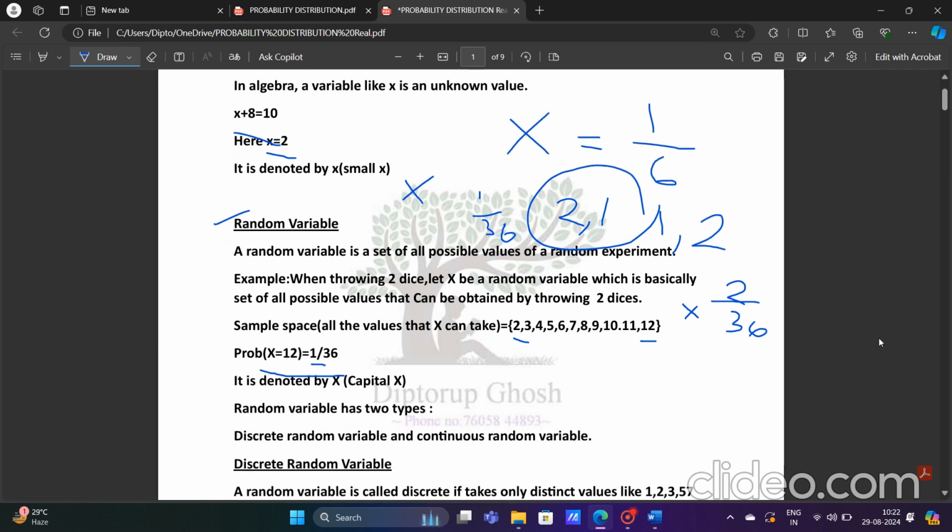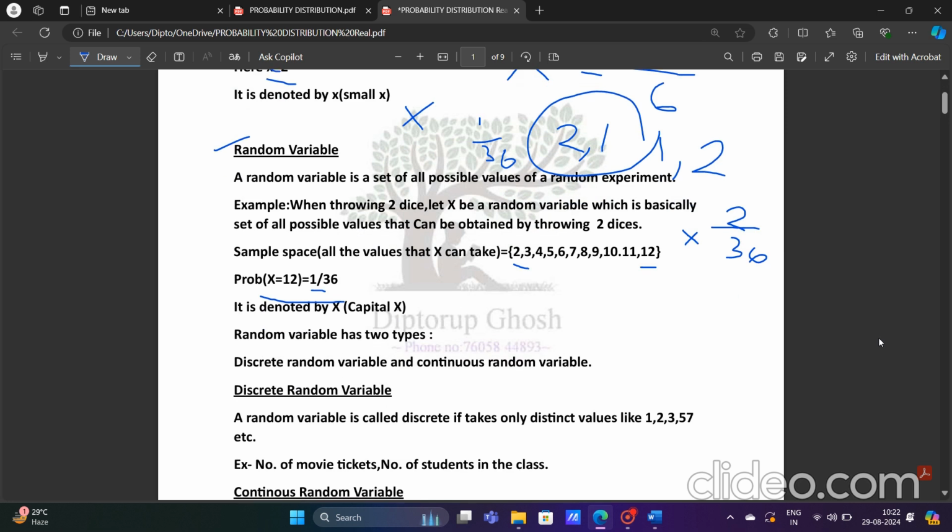Suppose x is taking the value of 3. What is the probability of that? It is 2 by 36 or 1 by 18. So this type of variable is called a random variable. It is a set of all possible values of a random experiment. What is a random experiment? It is something which is done randomly, like throwing a die or flipping a coin, any kind of experiment that is done randomly.